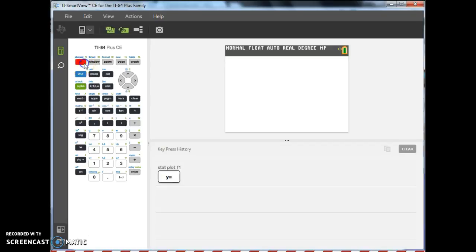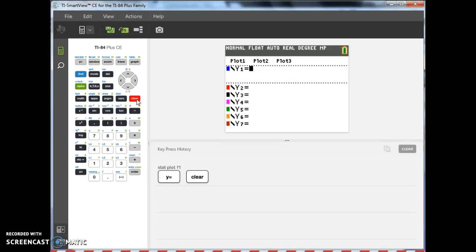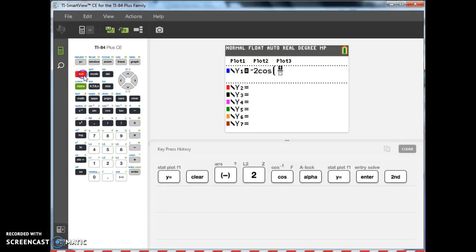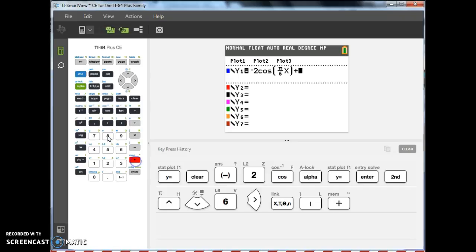The first thing we need is making sure we type in the correct equation into y1, which is our -2 cosine. Use your alpha y equals app. Pi over 6 x plus 8.